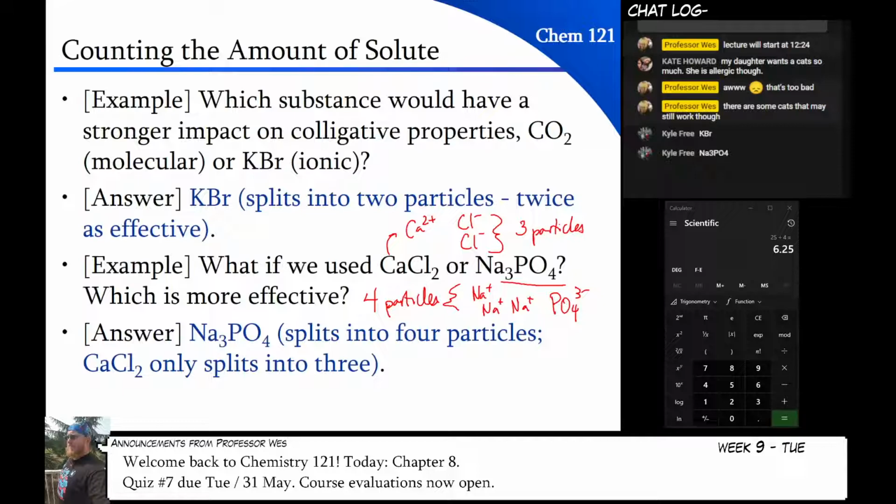Now that might make you think, well, why don't we just spray sodium phosphate everywhere if it's 4 times as effective? And the answer is, well, phosphates can be reactive. Phosphates are parts of fertilizer, and we already know that runoff from fertilizer going into drinking water is not necessarily a great thing. So, there are reasons why we would not pick simply the molecule that has the most dissociation.